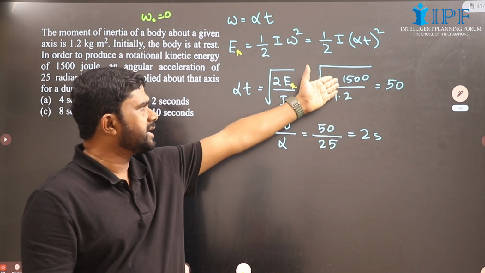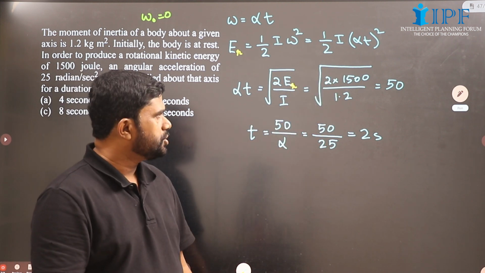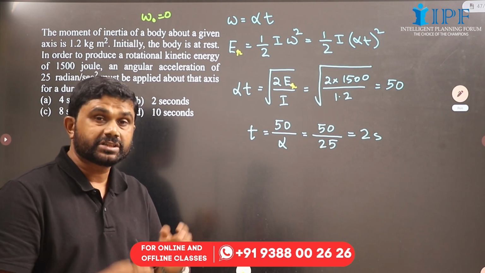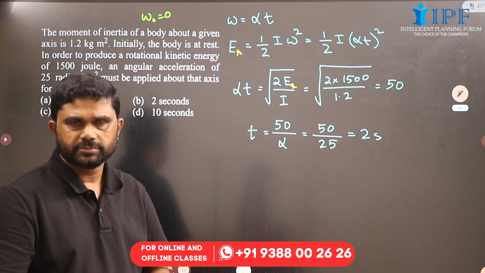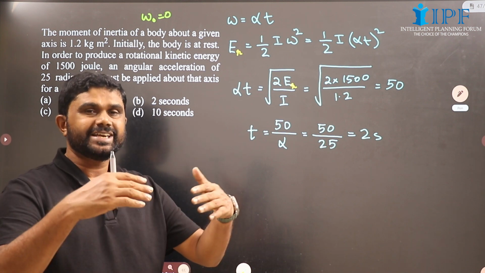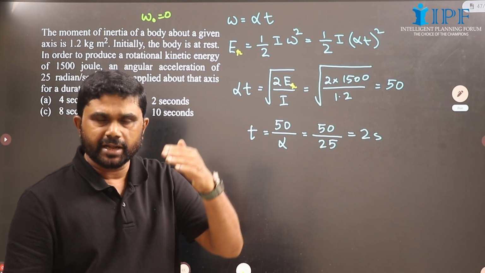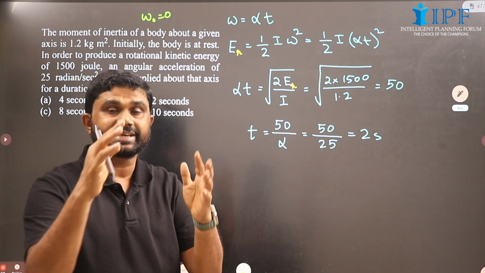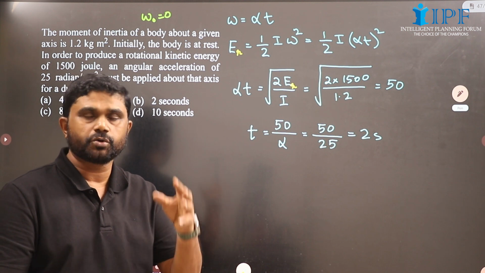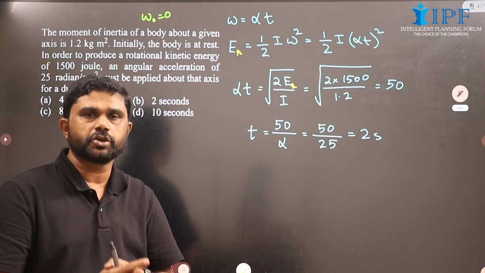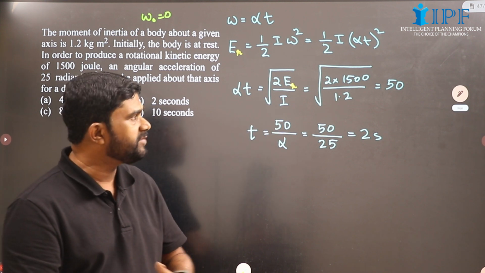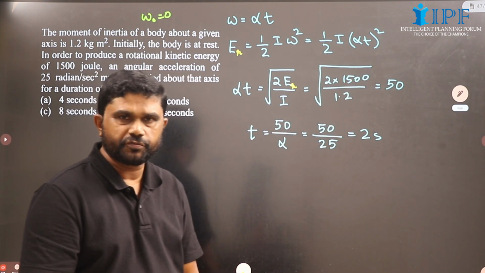And rotational kinetic energy is given as 1500. So it will be 3000 divided by 1.2 or 30,000 divided by 12. If we divide both the numerator and the denominator by 3, we will get 10,000 divided by 4. 10,000 is a perfect square, its root is 100. 4 is also a perfect square, its square root is 2. So 100 over 2, that will be 50. So alpha t equal to 50.